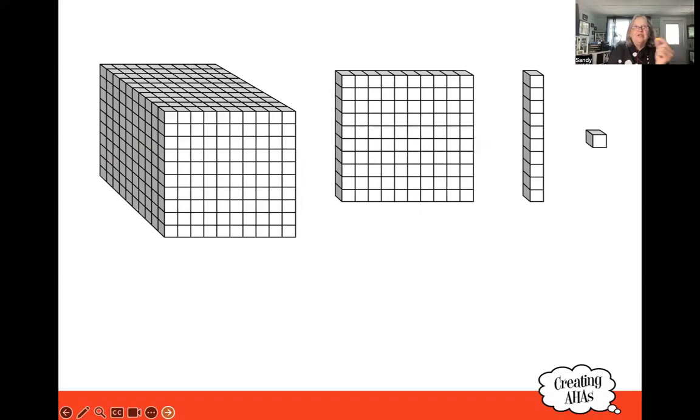Now, again, we're looking at a place next. Each of these is 1/10 of this one. This is 1/10 of this one. This is 1/10 of this one. We have those relationships, and the visual models will help your children.